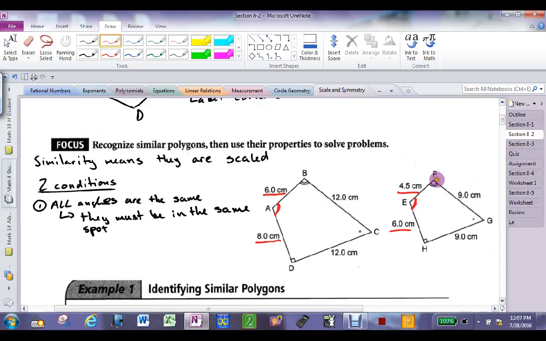Then we check all the rest. Are they all good? Yes. Yes. So our angles are okay. That's one condition. It's got to meet two conditions. All right? Now here's where kids get screwed up by this.